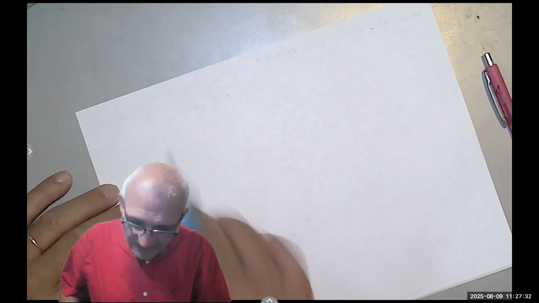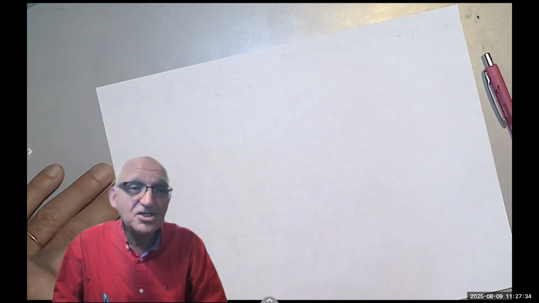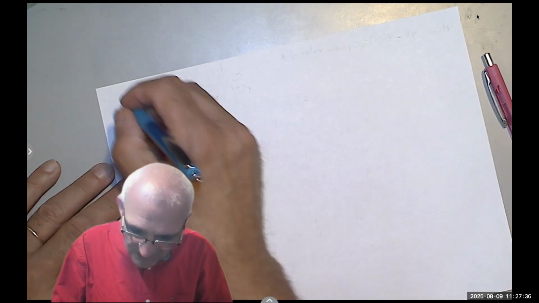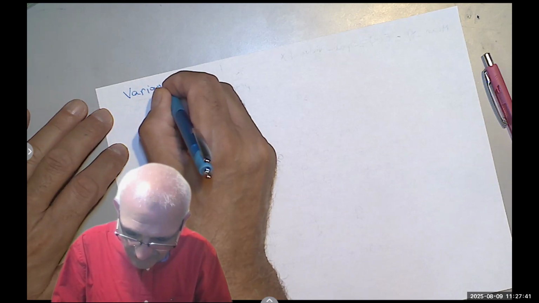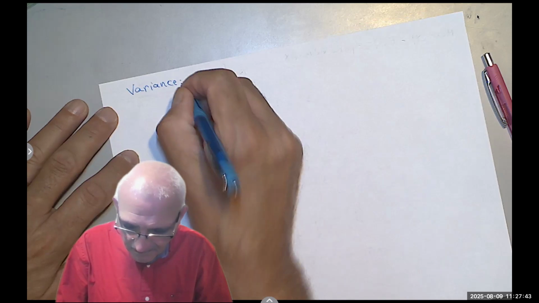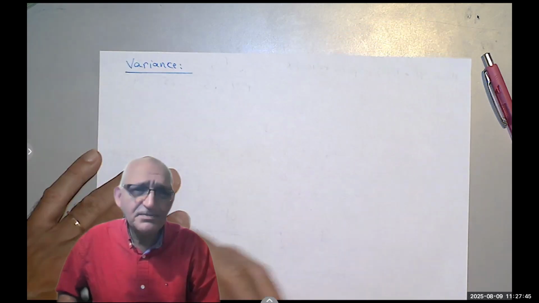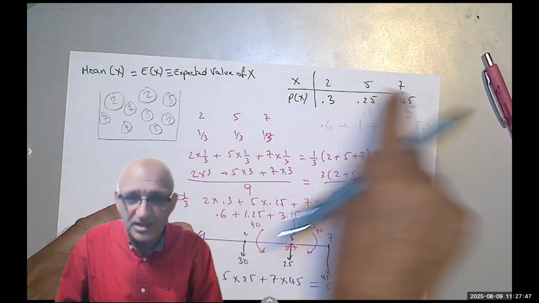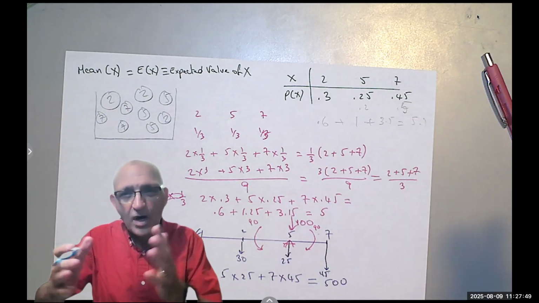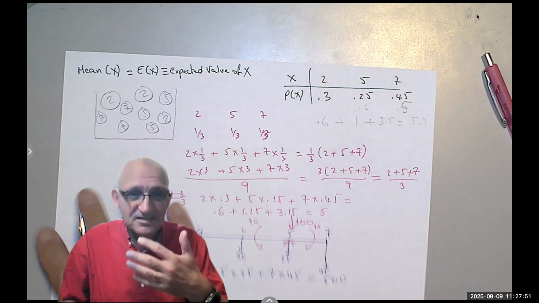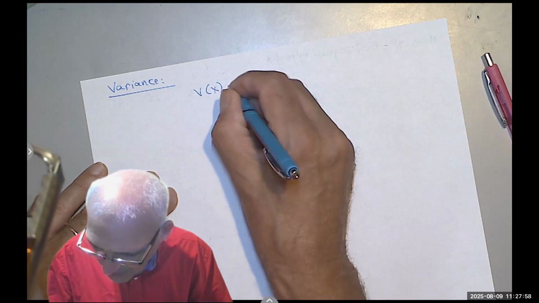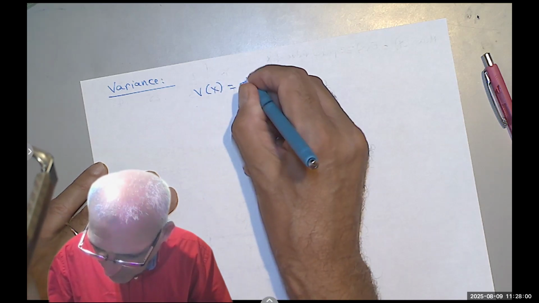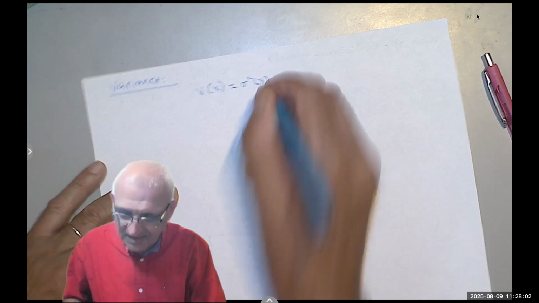But then I want to look at a measure of variability, and we use the variance to represent that. The variance is a representation. Some people use the range, right? They say 7 minus 2 is 5, so that's how wide it is, but it's not as good as the variance. The definition of the variance of x, but we usually use sigma square of x to represent the variance.